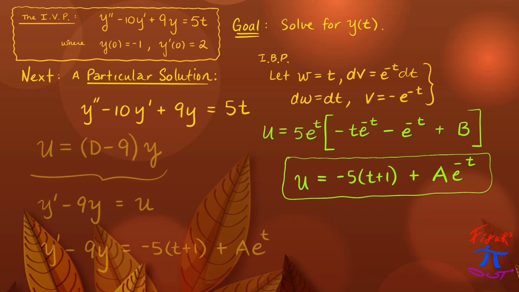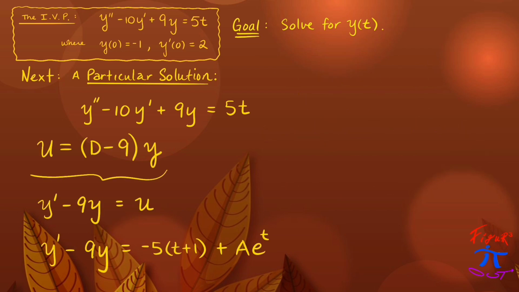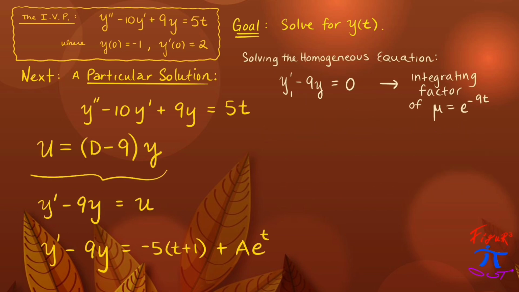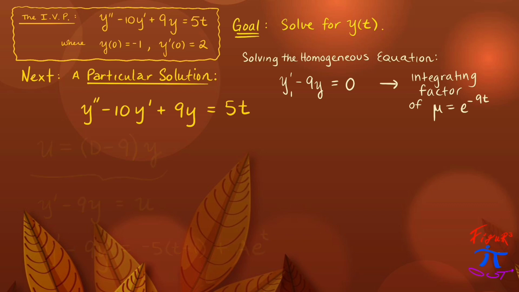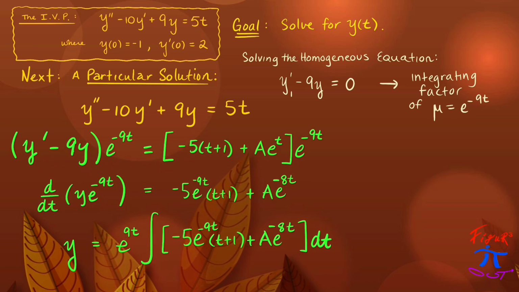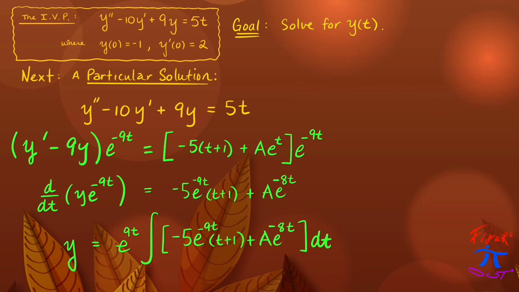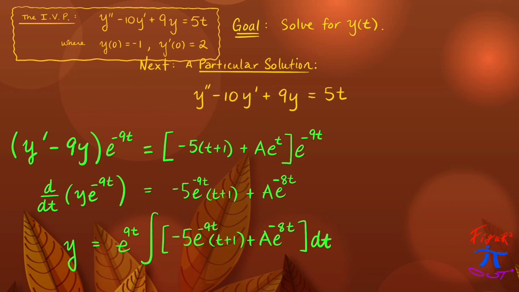And since u was equal to y' minus 9 times y, we then can solve another first order differential equation in terms of y by finding another integrating factor by solving the homogeneous case. Here the new integrating factor is e to the negative 9t. And then multiplying that on both sides of our particular equation, we are going to get y is equal to the general form of e to the 9t times this integral that we have to evaluate.